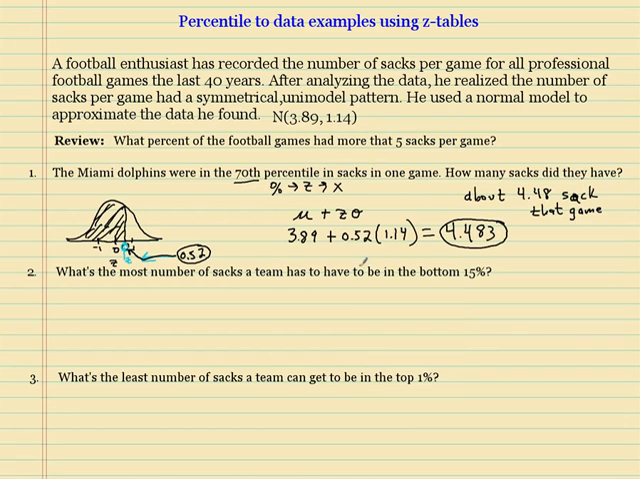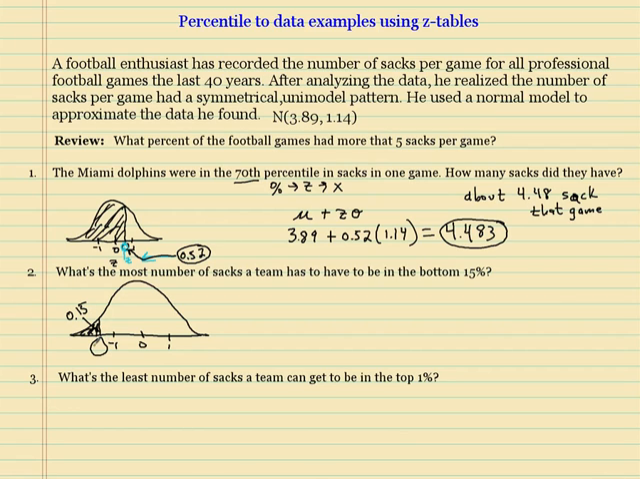All right, let's do the next one. What's the most number of sacks a team has to have to be in the bottom 15%? To be in the bottom 15%, I'm going to my standard normal again. This is 0, 1, and -1. The bottom 15% would be somewhere over here.